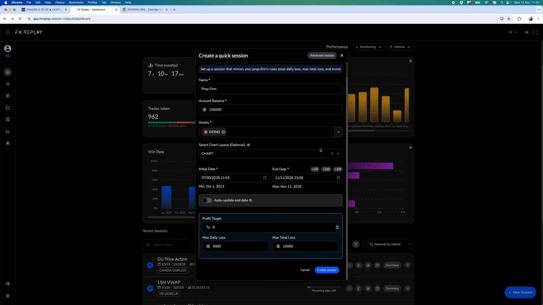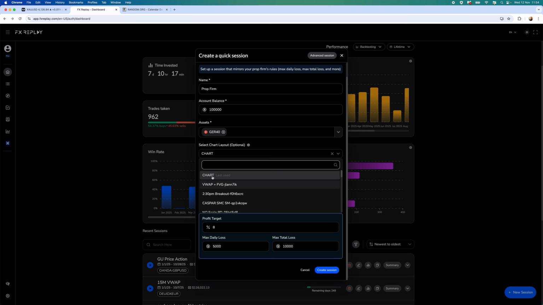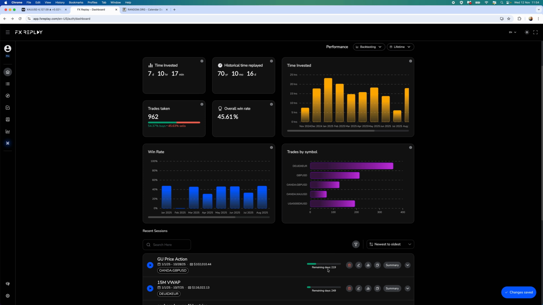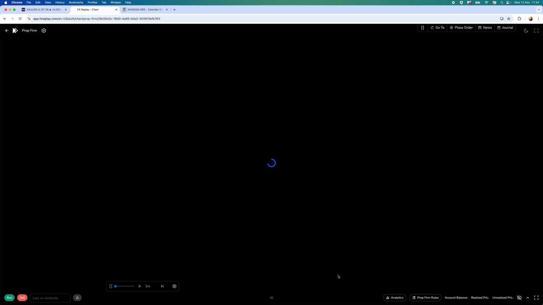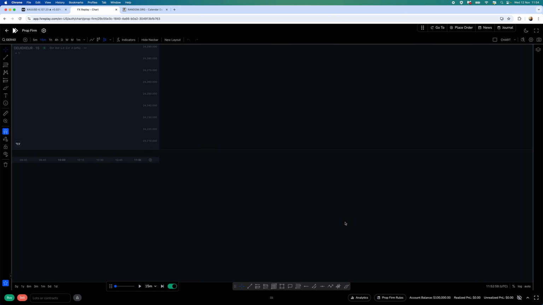So what we can do now is go down, click on Create Session, and make sure I've got this all set up correctly. I'll click on this layout, click on Create Session, and we will load into this and just see if we can pass it, basically.